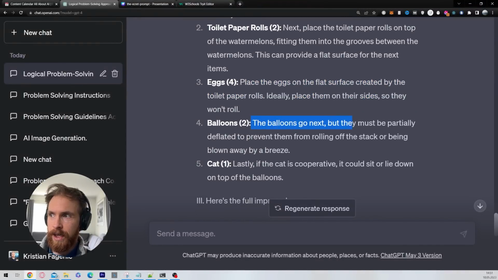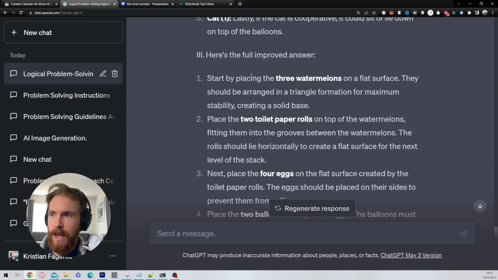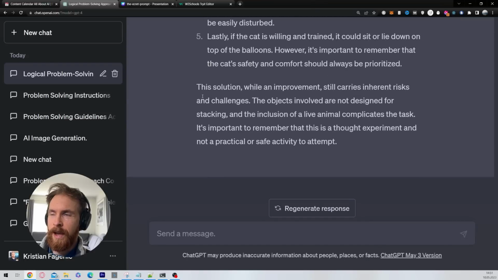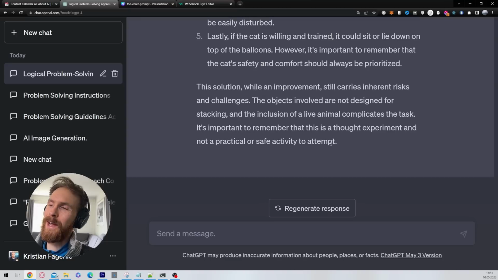Then balloons go next, but they must be partially deflated to prevent them from rolling off the stack or being blown away by a breeze. Lastly, if the cat is cooperative, it should sit or lie down on top of the balloons. And here's a fully improved answer, so we get like a step-by-step way here, right? This solution, while an improvement, still carries inherent risk and challenges. It's important to remember this is a thought experiment and not a practical or safe activity to attempt. So I thought that was very good.